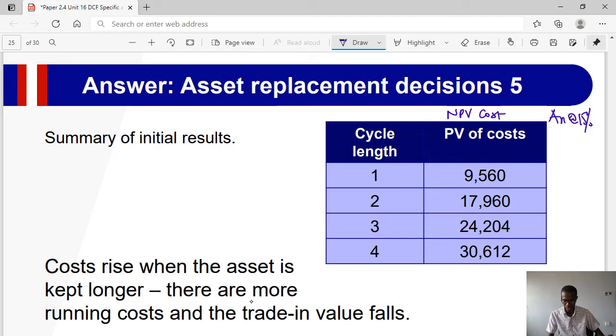Because we cannot compare year 1, how long it takes to replace it in a year, with that of how long it will take to replace it in 4 years. So we need to standardize this one so that we can compare. We can standardize the period into a common denominator, and then we can compare.